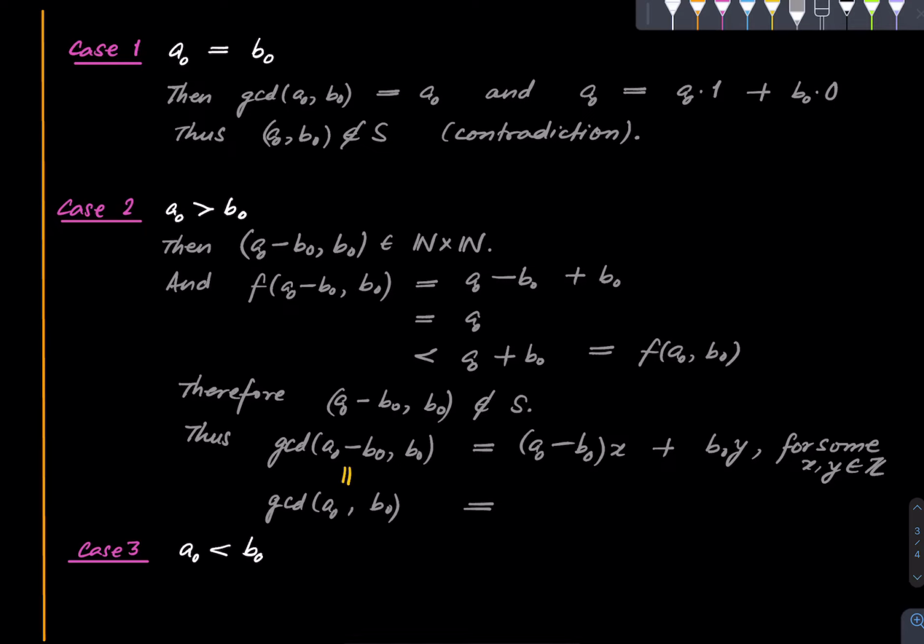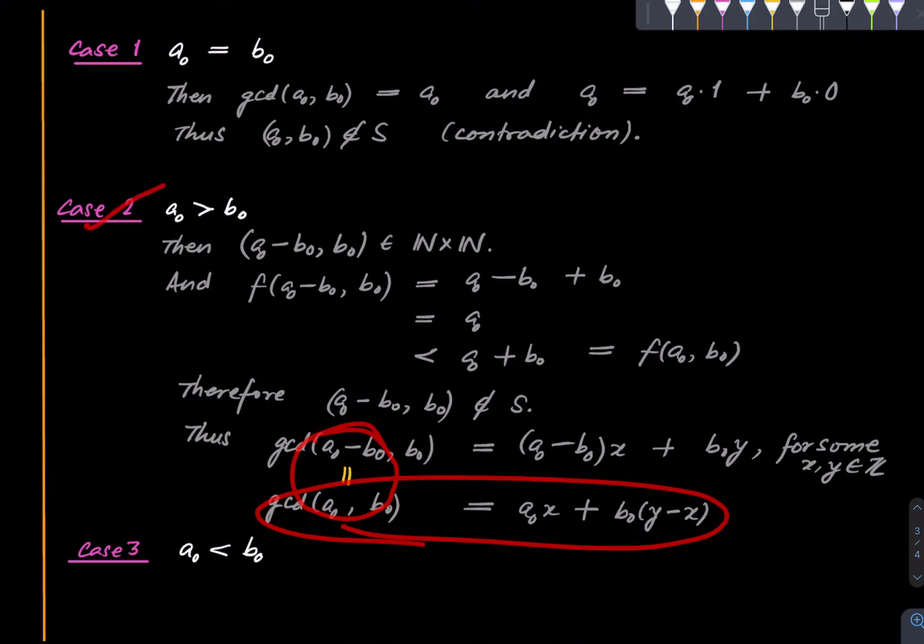The right hand side, if we manipulate it, we will get a naught x plus b naught times (y minus x), and therefore the GCD of a naught comma b naught is indeed expressible as an integer linear combination of a naught and b naught, and that would mean that (a naught, b naught) lies away from S, meaning it is not in S, and that would be a contradiction. So once we justify this equality, we get a contradiction, and hence this case is also not possible.